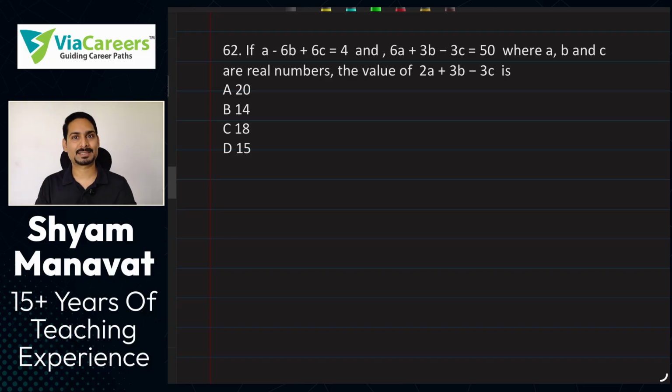So, let's see what the question is. You can pause the video and try attempting the question by yourself, or let's solve this together. So, the question says, here you have one equation, here you have one equation, you got three variables a, b, c, and as I said, you won't be able to find out the value of individual variables if the number of equations is not equal to the number of variables.